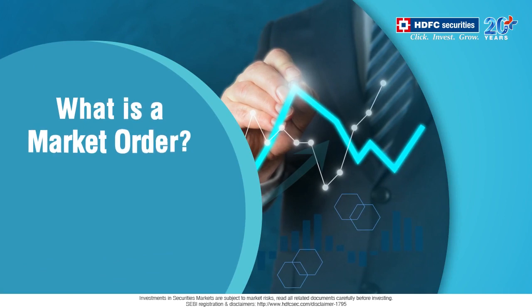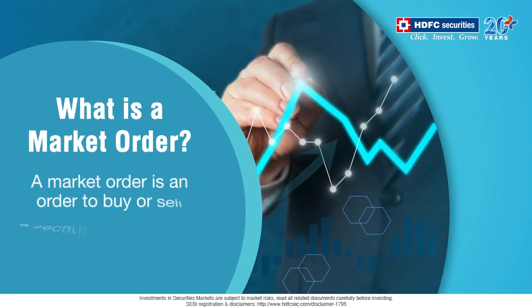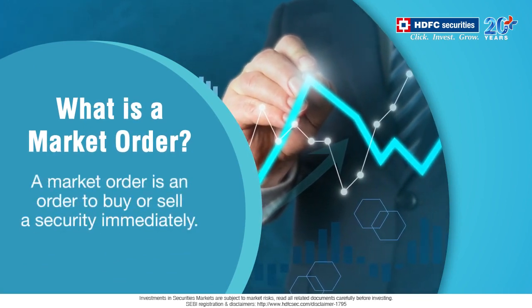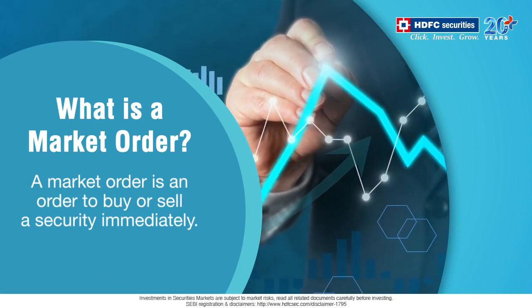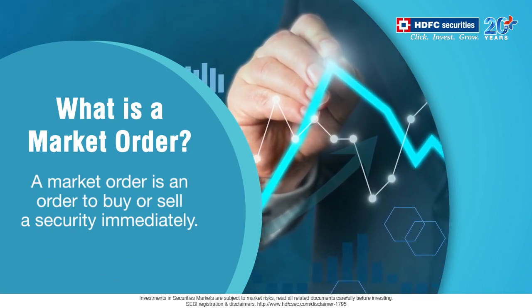What is a market order? A market order is an order to buy or sell a security immediately. This type of order gets executed at the prevailing market price.